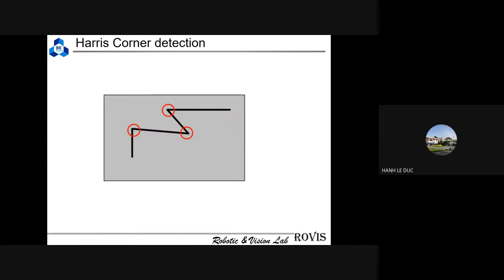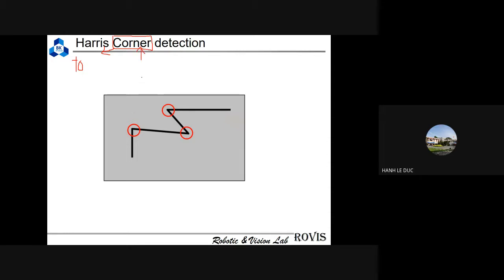To detect interest points, there are many kinds of interest points. One of them is the corner, and we have an algorithm for it. We call it the Harris corner detection. So what is a corner?